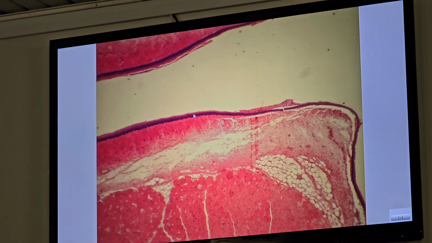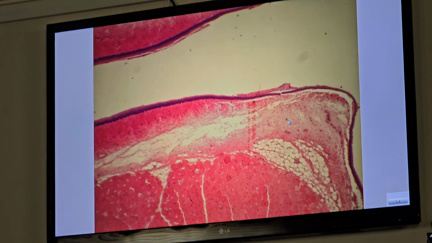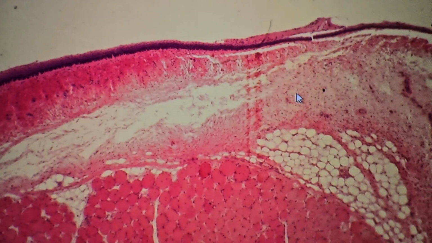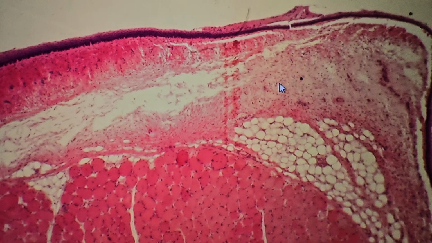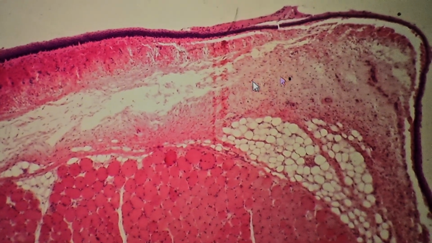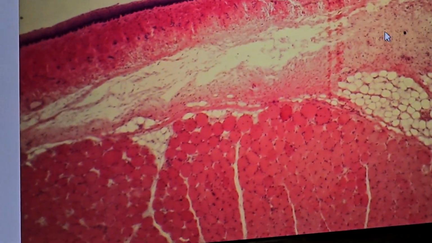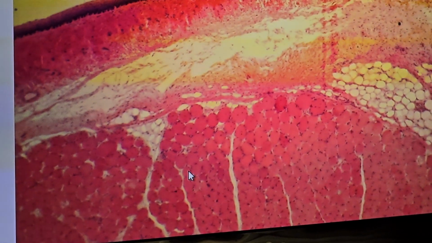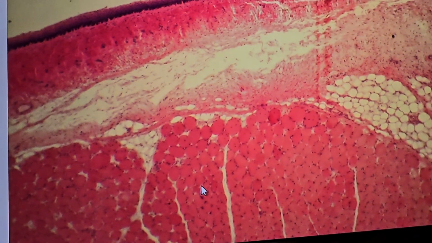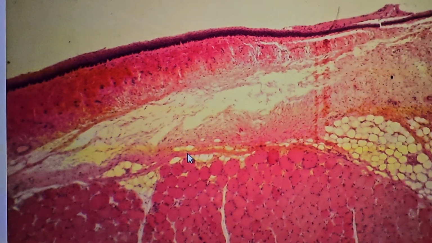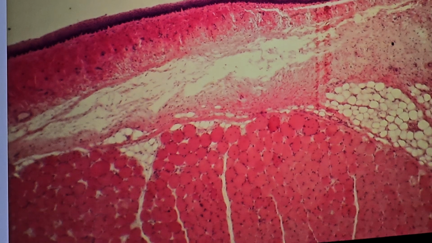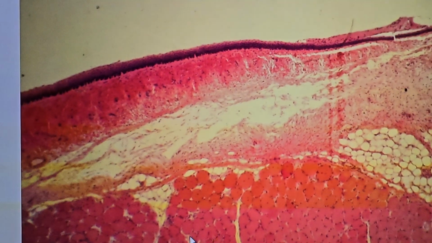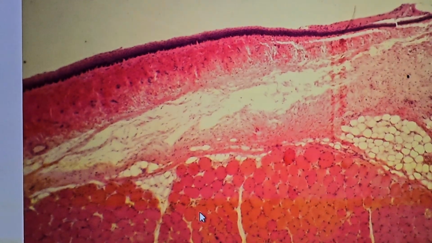Beneath the stratified squamous epithelium, we can see a bundle of dense regular elastic connective tissue called the vocal ligament. Deep into the mucosa, we can see bundles of striated muscle fibers called the vocalis muscle. Stratified squamous epithelium, vocal ligament, vocalis muscle. This is about the two vocal cords.